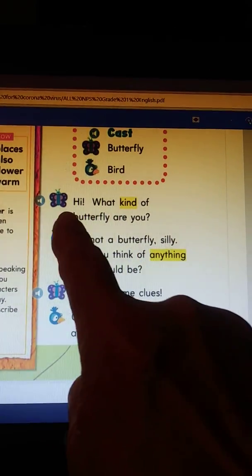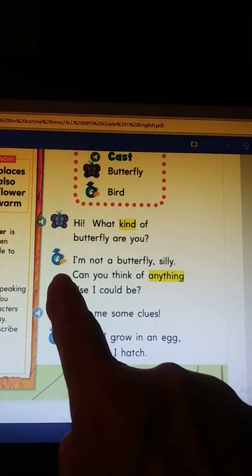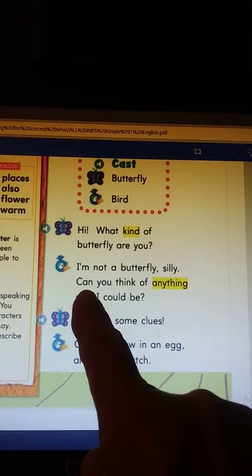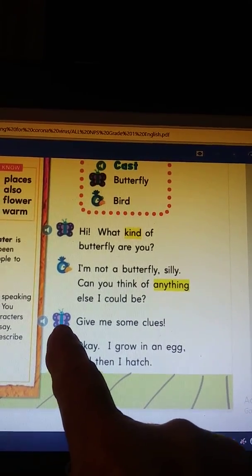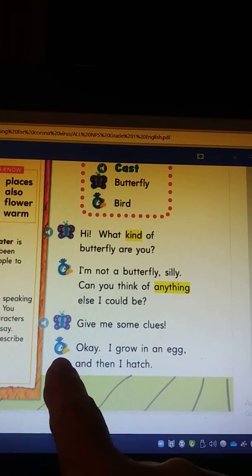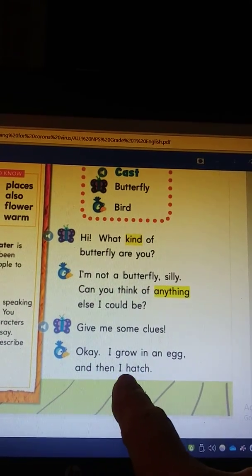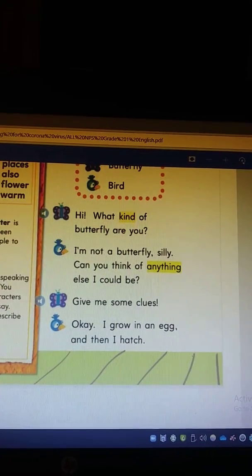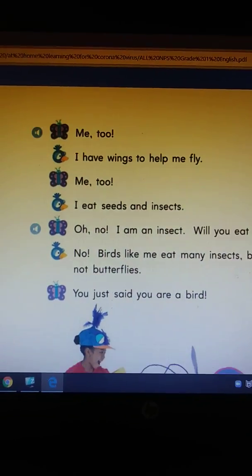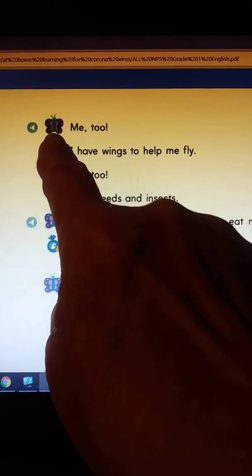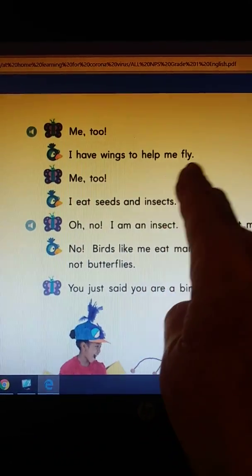So let's get started. The butterfly says, "Hi, what kind of butterfly are you?" And the bird says, "I'm not a butterfly, silly. Can you think of anything else I could be?" The butterfly says, "Give me some clues." Bird, "Okay, I grow in an egg and then I hatch." Well, that's a pretty good clue. Sure doesn't sound like a butterfly. Well, it could be. Let's see what they say. The butterfly, "Me too." The bird, "I have wings to help me fly."